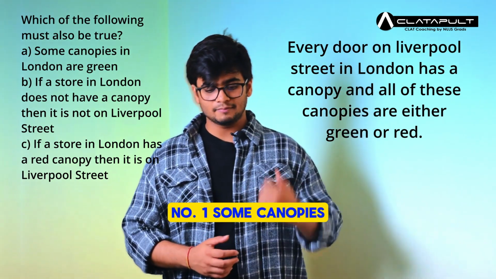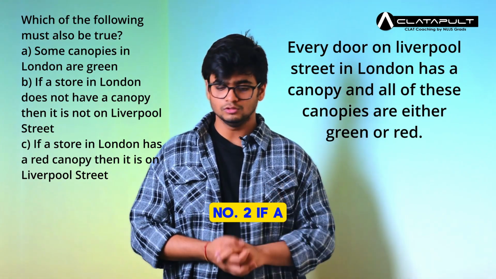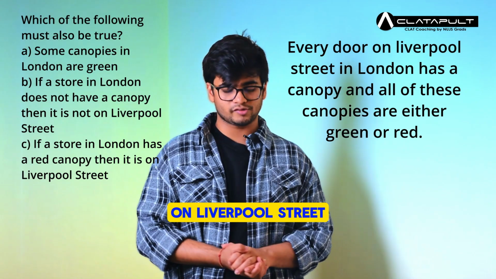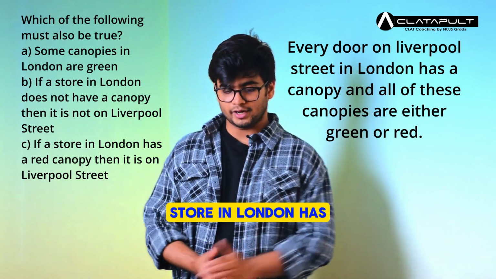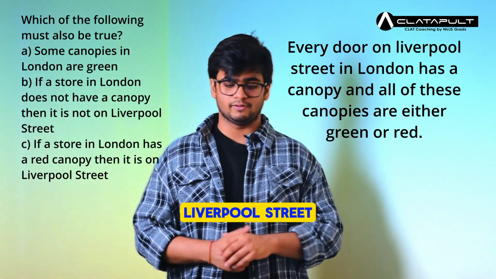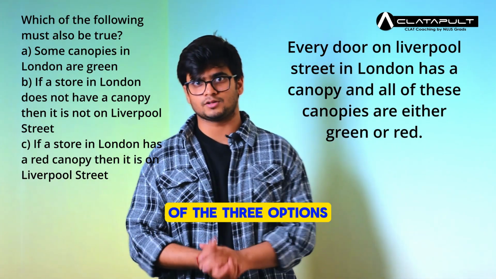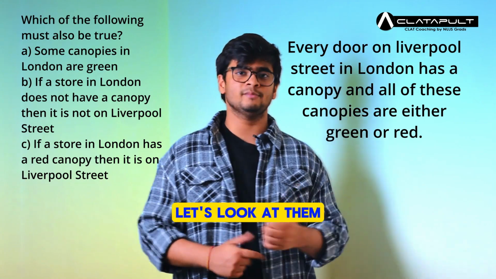Number 1, some canopies in London are green. Number 2, if a store in London does not have a canopy, then it is not on Liverpool Street. Number 3, if a store in London has a red canopy, then it is on Liverpool Street. So we have to see which of the 3, or even if all of the 3 options, can be correct inferences. Let's look at them one by one.